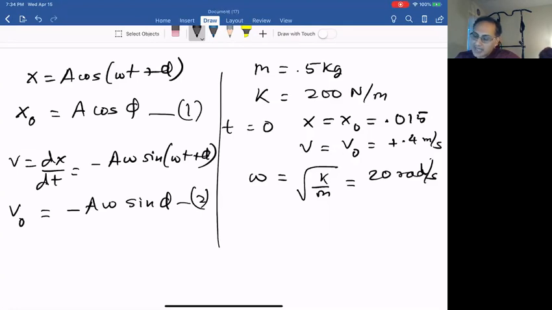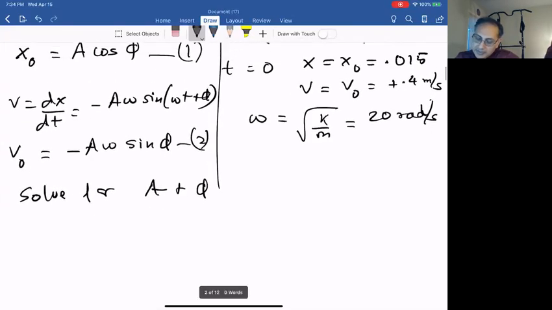From these two equations, we have to solve for the two unknowns, A and phi. So how do we do that? X0, V0, and omega are known. We have to solve for A and phi.